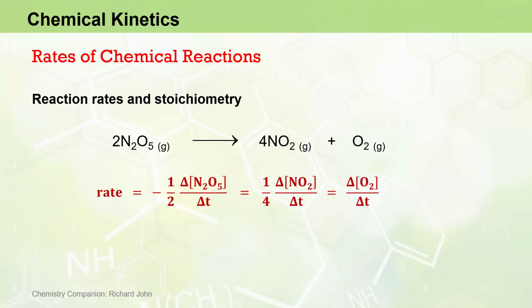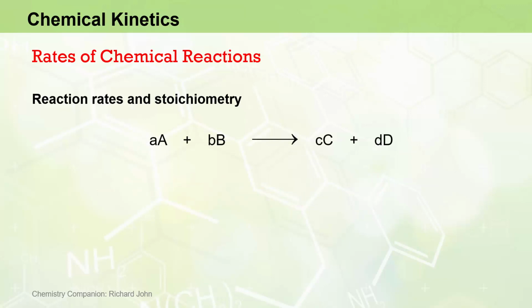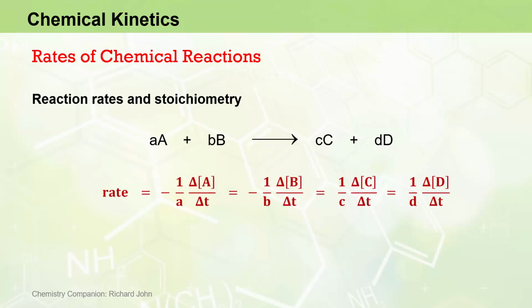In general, for any reaction, a A plus b B producing c C plus d D, where the lowercase letters represent the stoichiometric coefficients, we can represent the rate of the reaction in terms of all of the reactants and products by multiplying the rate of disappearance of reactants or the rate of appearance of products by the inverse of the stoichiometric coefficient for each substance in the balanced chemical reaction. And remember, when we do this, we must place a negative sign in front of the terms that represent the reactants.